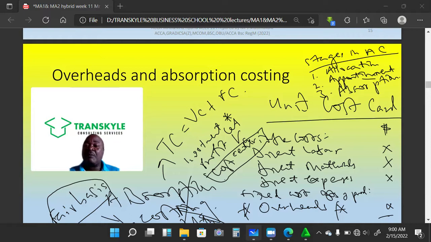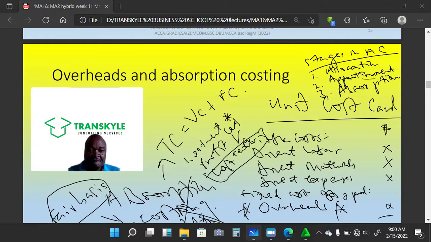But when you are apportioning, these are indirect costs. They are not directly attributed or traced to a particular department. They need to be shared on a fair basis. Then after that, we do what is called absorption, or absorbing the costs. When we are absorbing, we are then budgeting the costs. After apportioning them, we then have to assign them to a particular unit or product.